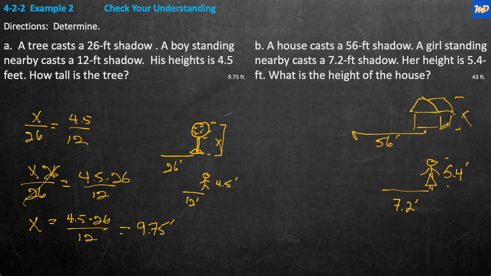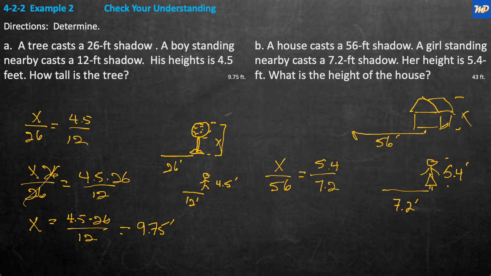7.2 feet. That's her shadow. Her height is 5.4. The house's shadow is 56, and its height is X. So just like we did before, I'm going to say the height of the house is to its shadow as the girl's height is to her shadow's length.